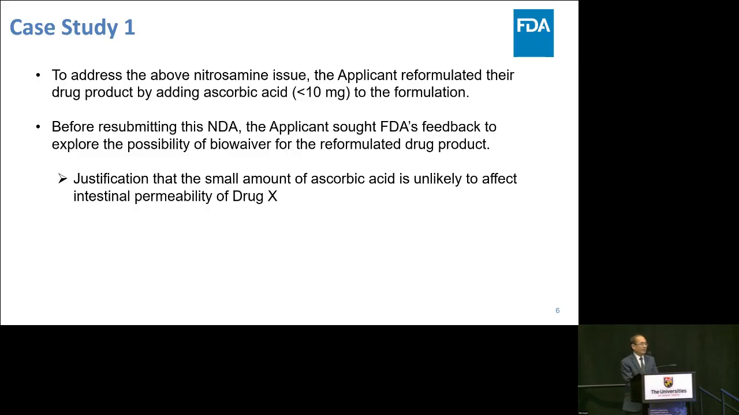Applicant came back saying that they reformulated their drug product by adding ascorbic acid, less than 10 milligram, to the formulation. Before they resubmitted this NDA, the applicant contacted us to explore the possibility of the biowaiver for the reformulated drug product. So our feedback is, it's possible if they can provide a sufficient justification that the small amount of ascorbic acid doesn't affect the absorption of the drug X.